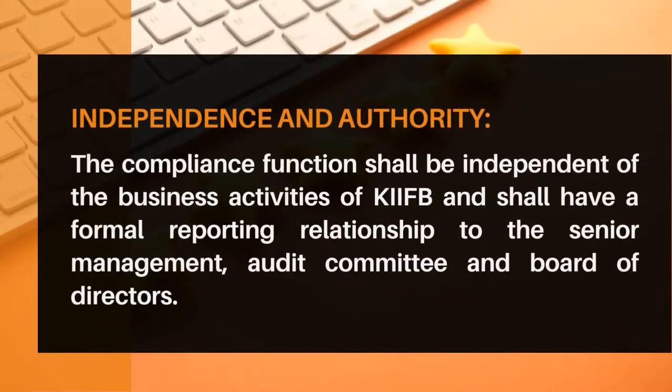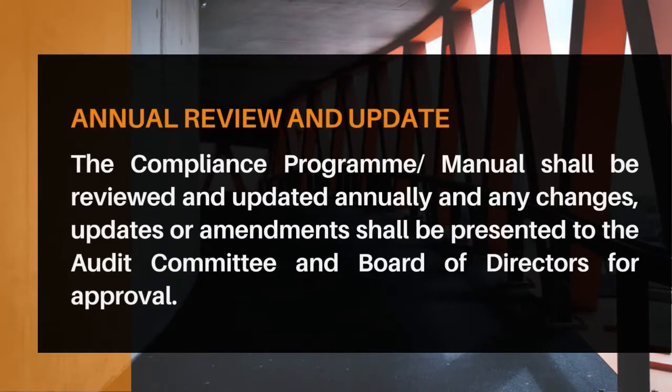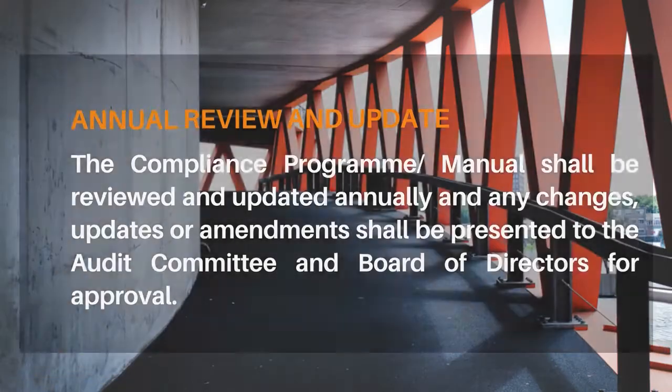Fifth section, independence and authority. The compliance function shall be independent of KIIFB's business activities and report to senior management, the Audit Committee, and the Board of Directors. Sixth, the annual review and update. The compliance program or manual shall be reviewed and updated annually, and any changes, updates, or amendments shall be presented to the Audit Committee and Board of Directors for approval.